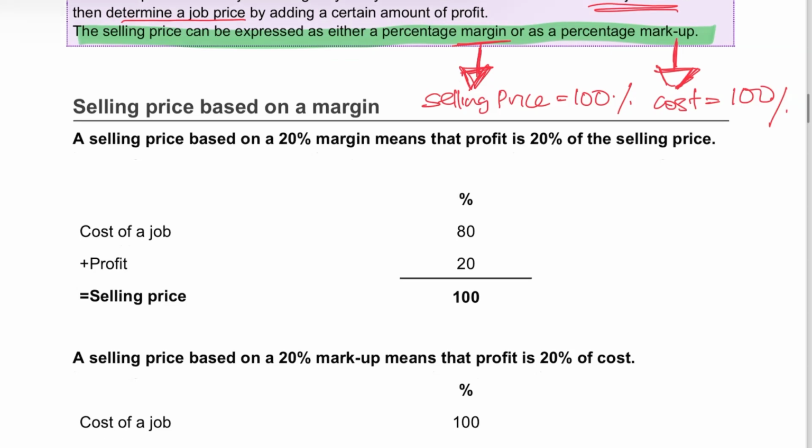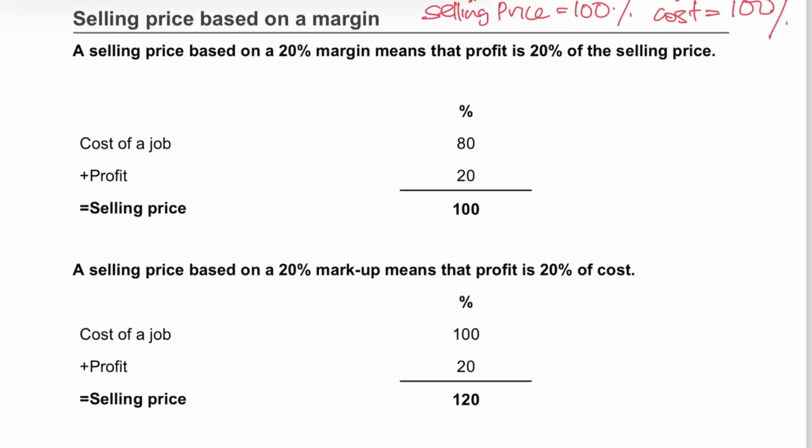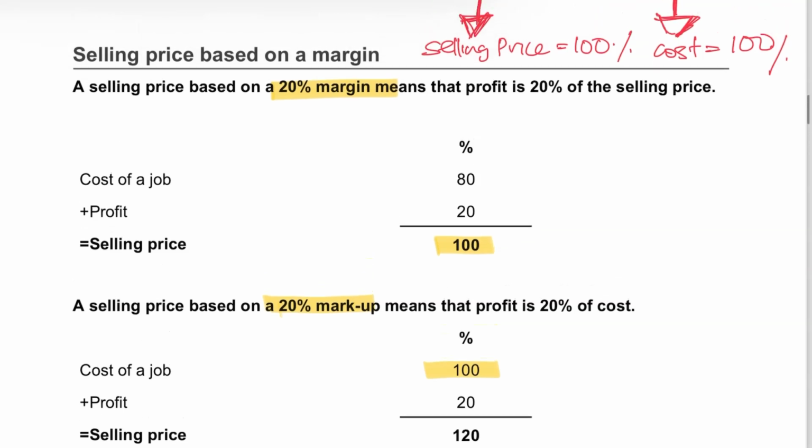That's for margin. Now if you use the word markup, then, like I mentioned, our cost will be 100 and our profit will be 20. Therefore, our selling price will be 120. So markup is based on cost. Cost is 100. Whereas the margin is based on the selling price. That's an easy way to remember and to avoid any confusions.